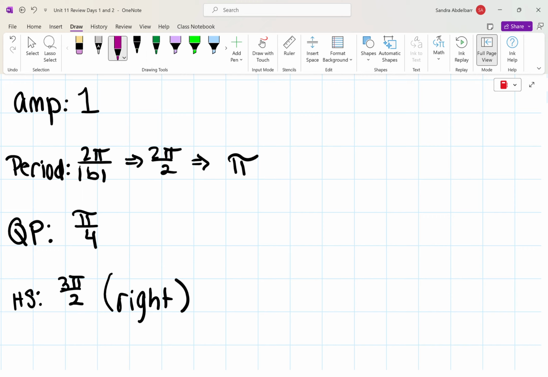Before I do anything else, what do I realize about the quarter period and horizontal shift? They're not the same. So we have to create the same denominator. We have to change the horizontal shift, not the quarter period. So for the horizontal shift, we multiply top and bottom by 2. So it will be 6 pi over 4 to the right.